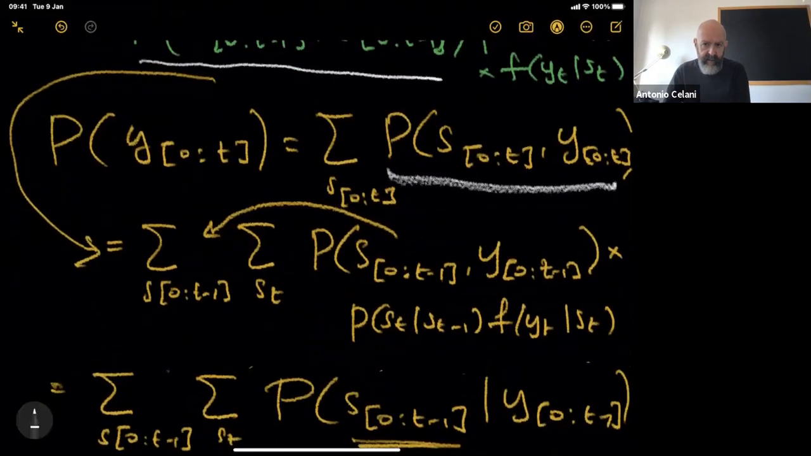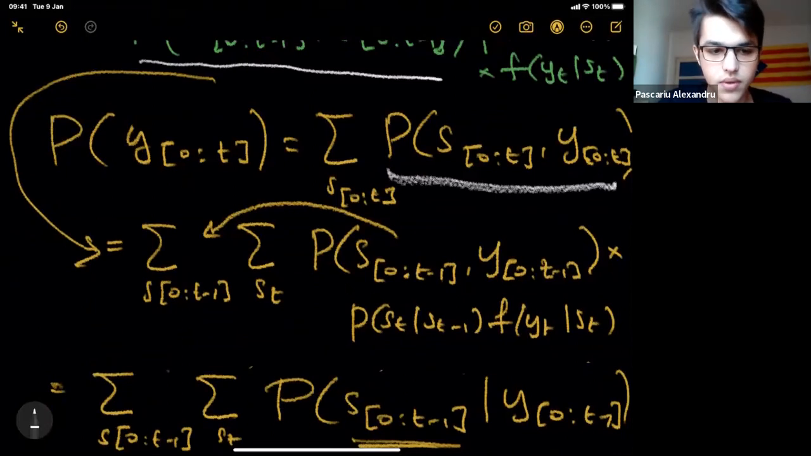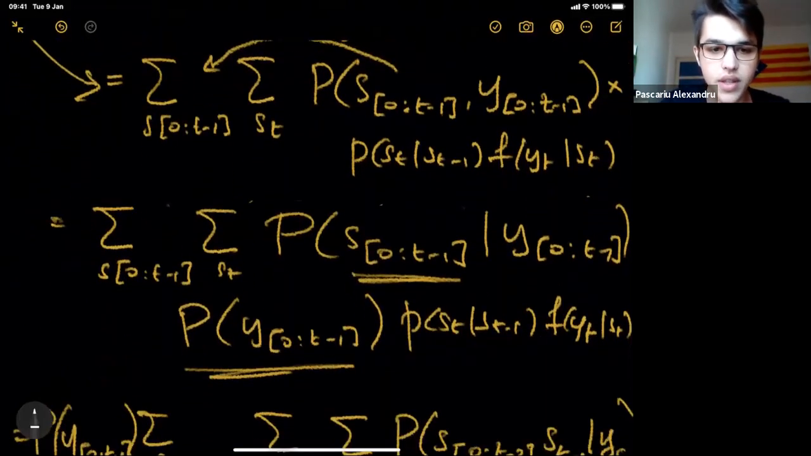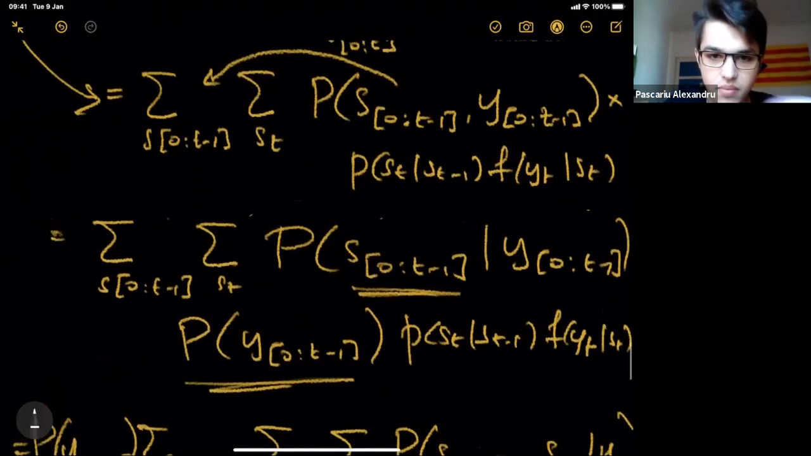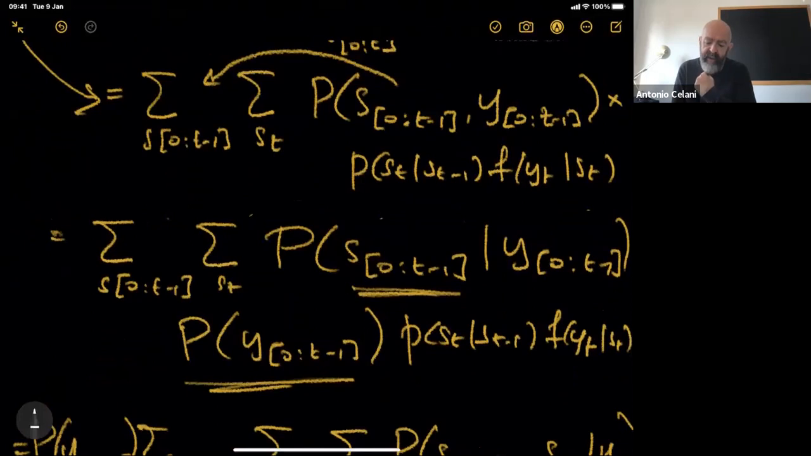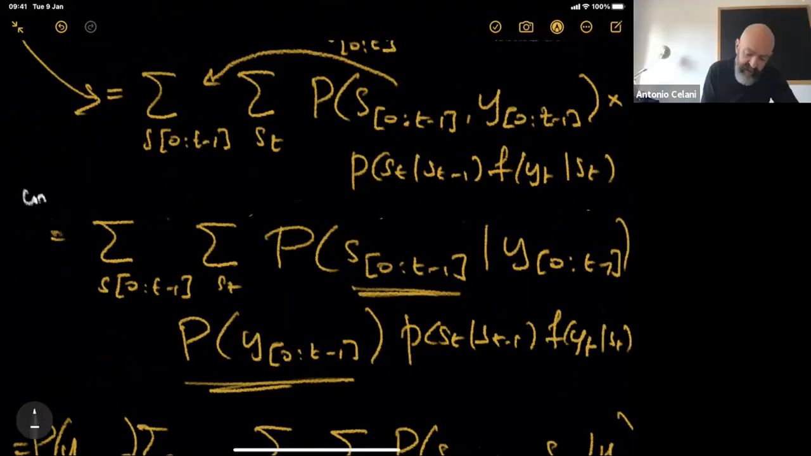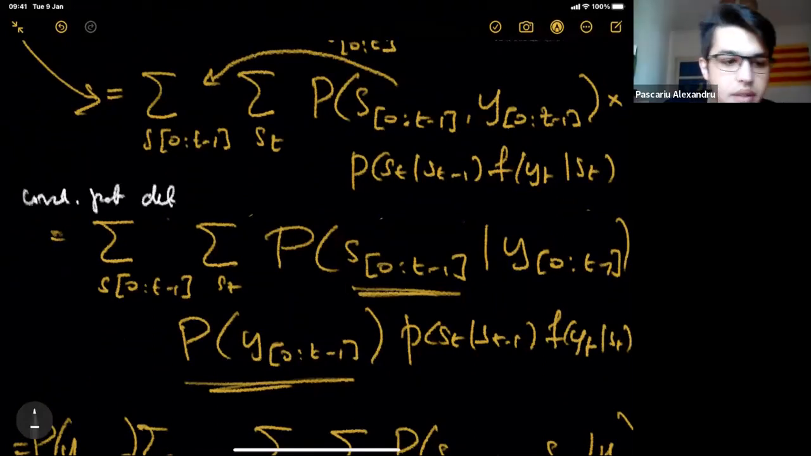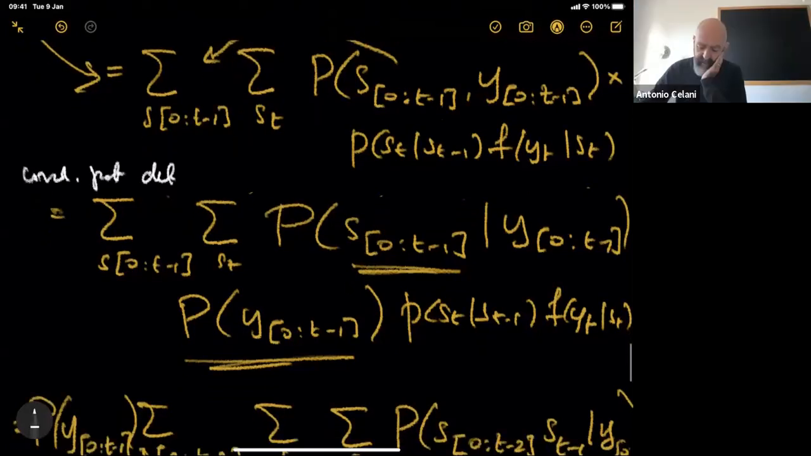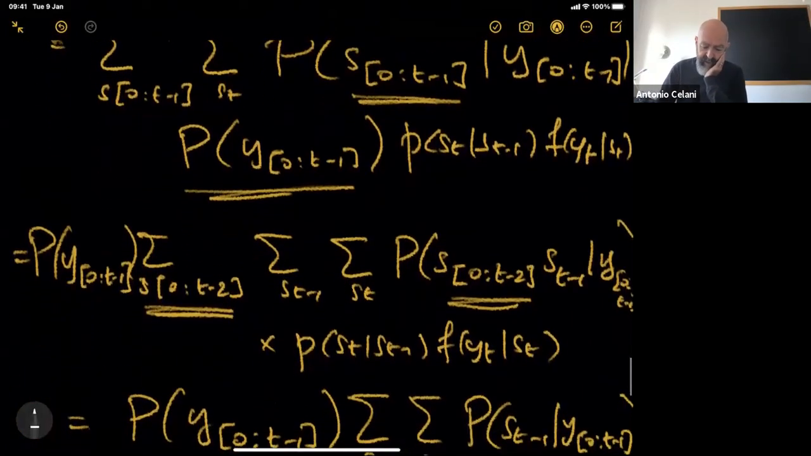Yes, but now in the following passage, we are writing the same as above, but we added that p of y. Yeah, here we're just saying that the joint probability of states and observations is the probability of states conditional on observations times the probability of observations. Ah, it's a conditional. Okay. Yeah, this is just a conditional probability definition. Sorry. No, it's okay. I mean, it's very good if you ask specific questions about the passages.